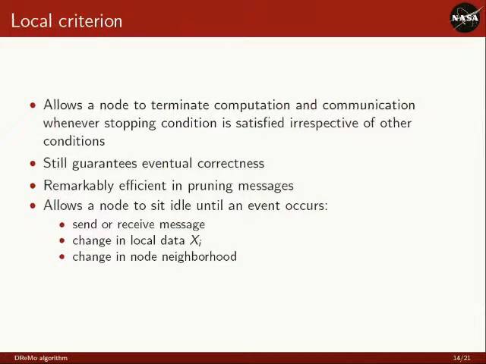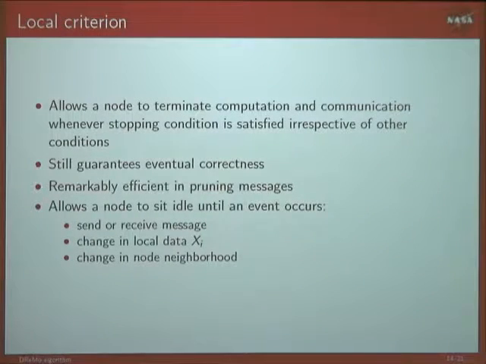So what the local criteria allows you to do is, it allows a node to terminate and stop sending messages whenever its local condition holds. Doesn't matter whether it has received a message, whether its local data has changed, a new node has joined, a node has dropped, or anything. So that's all the node needs to guarantee. And it will still guarantee you eventual correctness.